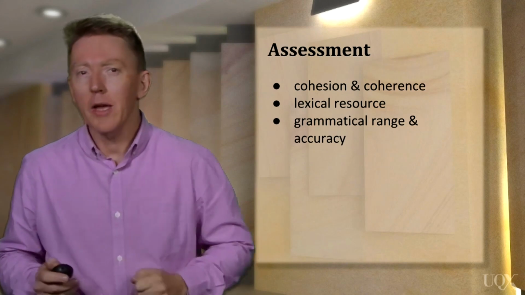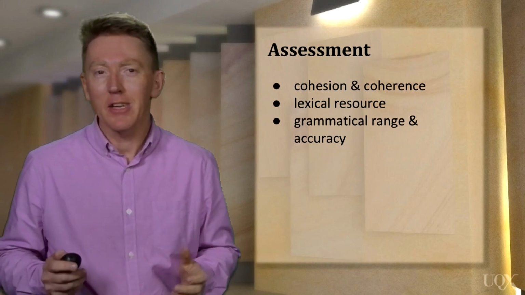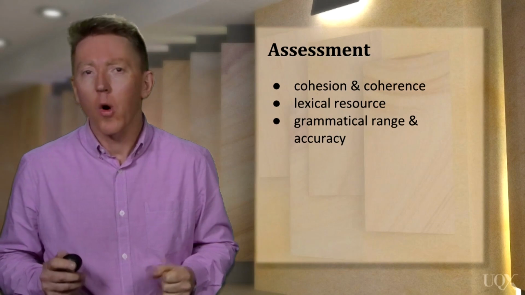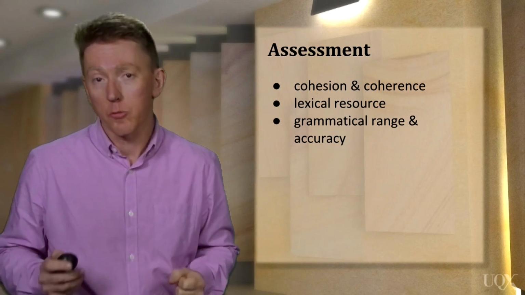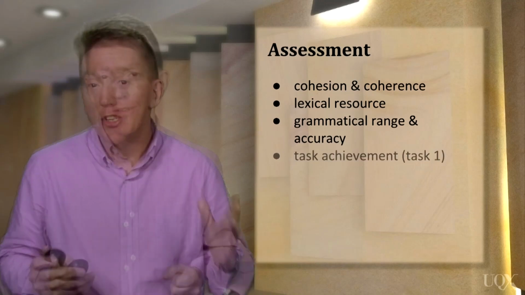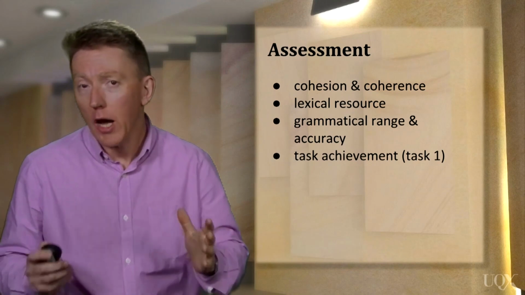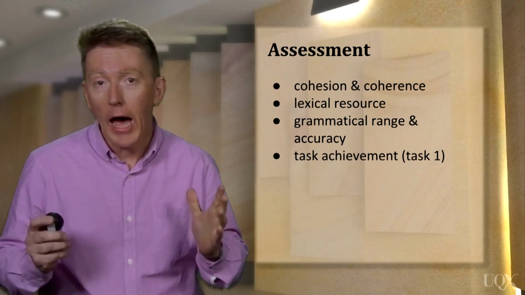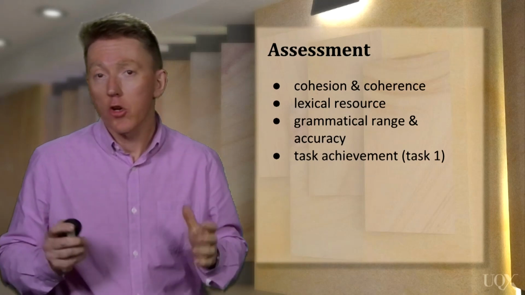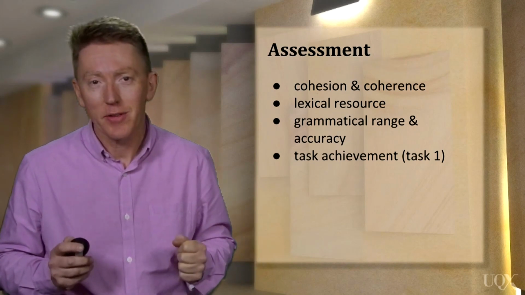There's one more important area on which you'll be assessed, and that is your ability to answer the question, because each writing task requires a different type of written response, and they're marked slightly differently. Task 1 is a description of a visual, so you'll be marked on task achievement, or how appropriately, accurately, and relevantly you complete the task using at least 150 words.